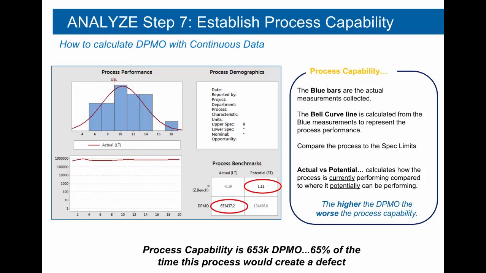Earlier we talked about sigma levels. So again, on the bottom right of the visual, it shows 1.11. That actually corresponds to the 1 sigma level. So currently, this process is performing at a 1 sigma. The higher the DPMO, the worse the process capability. And as project leaders, there are things you can do to either shift the curve to the left so that more area is within the upper spec limit, or reduce the variation.